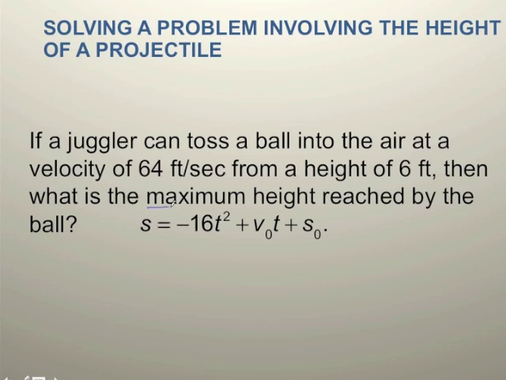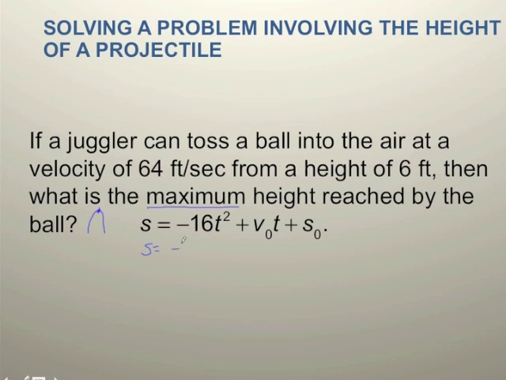Now we want the maximum height, and we notice, even before I fill in numbers, that this is a quadratic equation and my a term is negative. So we know that we're going to have a parabola here, and the maximum height will be at the vertex. So let's fill in the numbers.